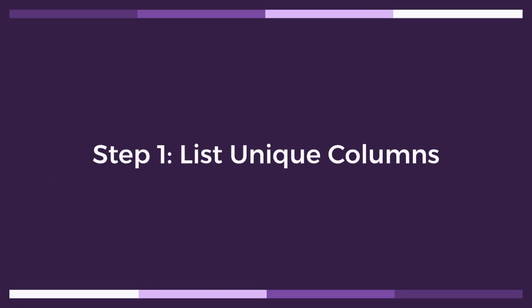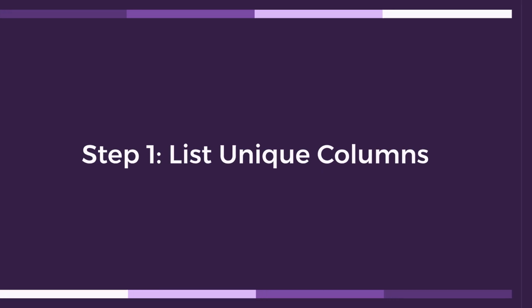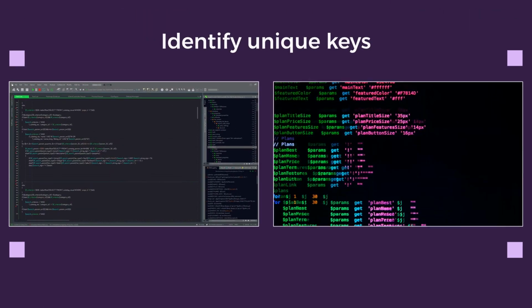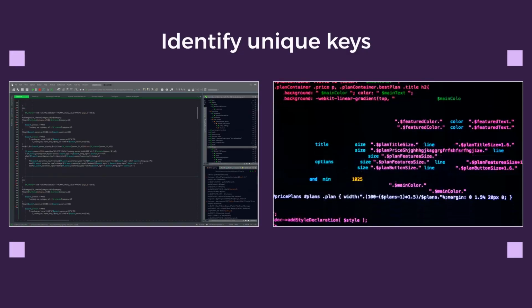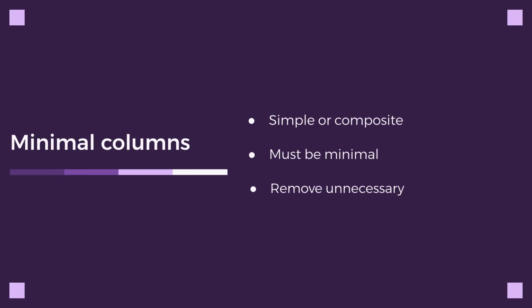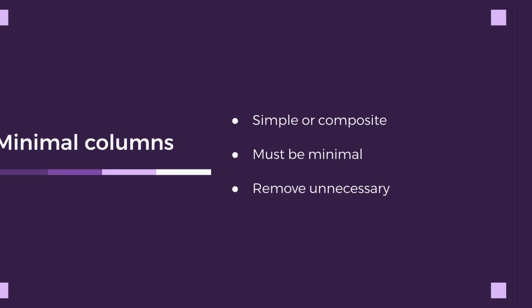The normalization process starts with step 1, listing all unique columns within your table. These unique columns can be simple, meaning a single column, or composite, meaning multiple columns working together as a key. When dealing with composite keys, always ensure they are minimal. If any column is unnecessary to establish uniqueness, remove it.